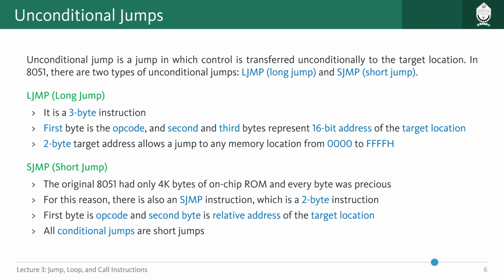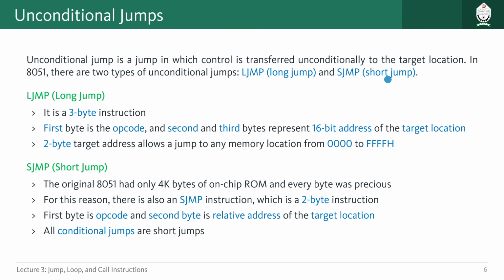Now we will talk about unconditional jumps. An unconditional jump is a particular type of jump where we don't need any kind of condition to jump to a particular label. We unconditionally move to a different location based on the instruction. There are two types of unconditional jumps: long jump, LJMP, and short jump, SJMP.